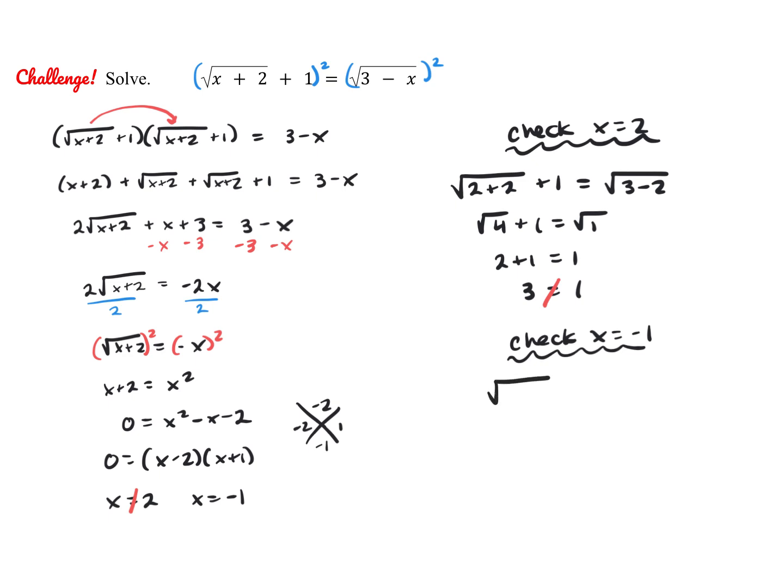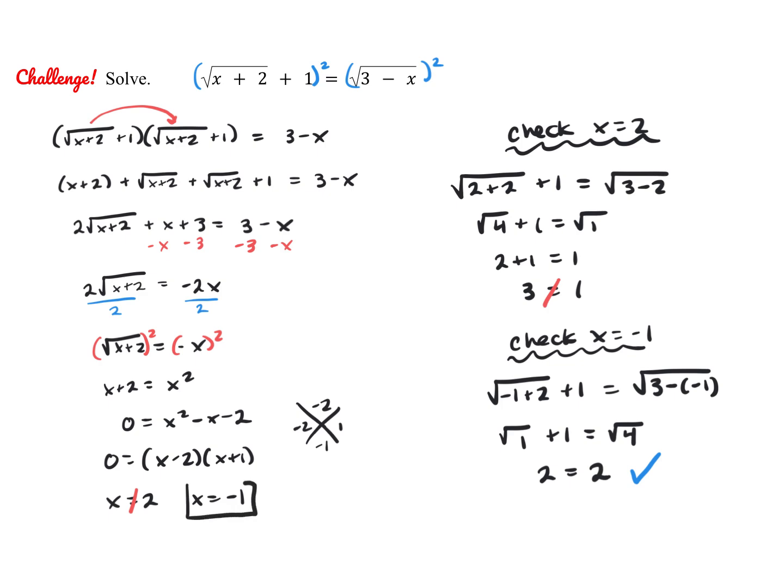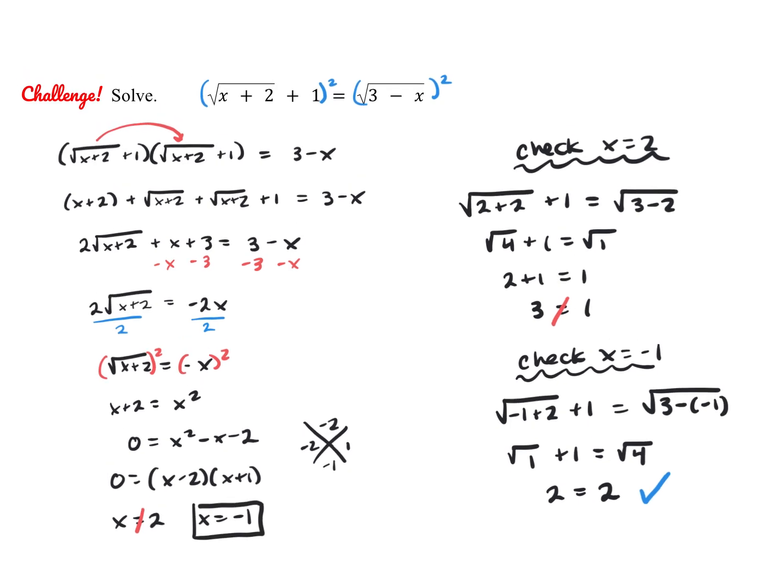So here we have the square root of negative 1 plus 2, plus 1, equals square root of 3 minus negative 1. So this gives me the square root of 1 plus 1 equals the square root of 4. And square root of 1 is just 1. So 1 plus 1 is 2, and the square root of 4 is 2. So this is a true statement, which tells us that negative 1 is our solution.